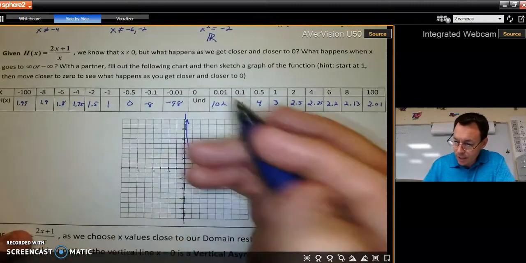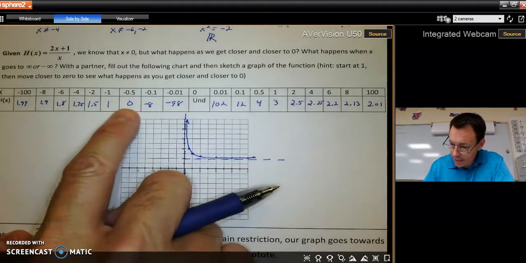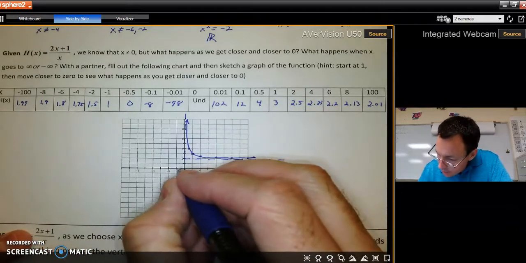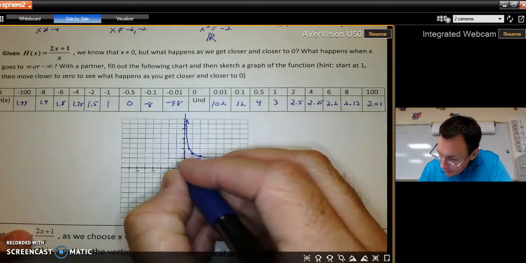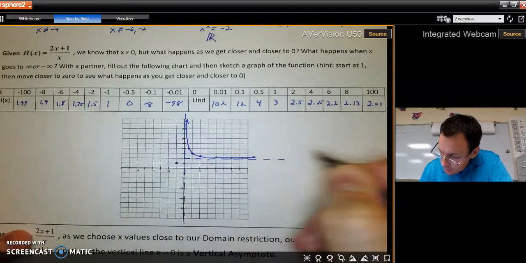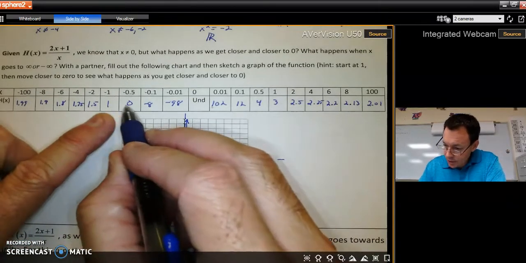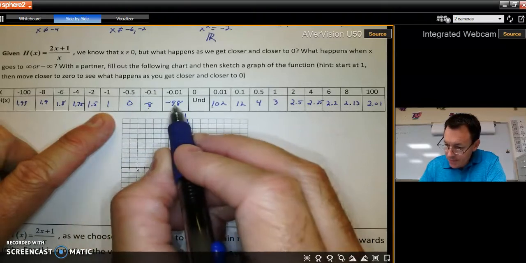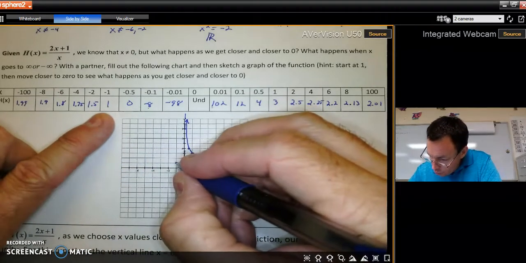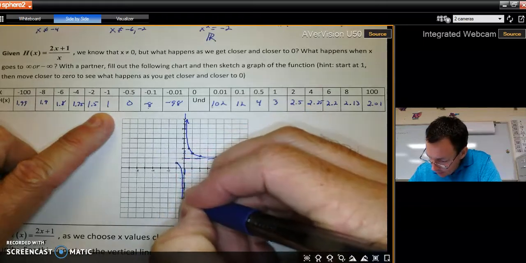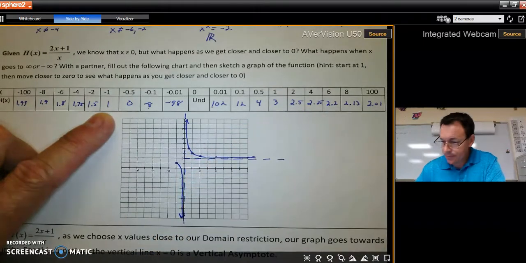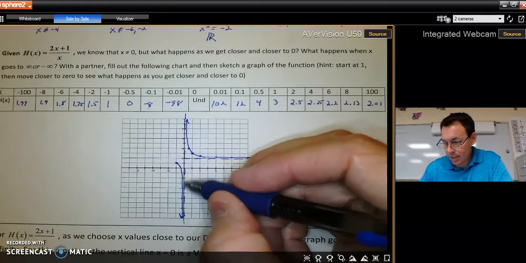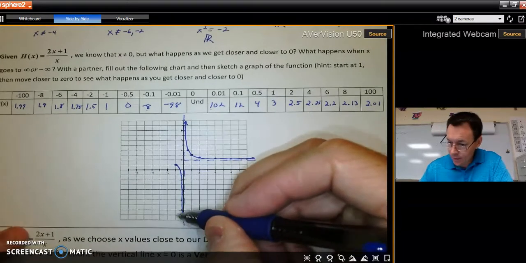On this side, look what happens. When I plugged in, well, let's look at negative 1, 1. So I got negative 1, and then I got 1. Now, as I started getting closer and closer and closer to 0, look at what my answers are doing. Negative 8, negative 90. I'm going way down here. My graph is just headed towards negative infinity. Okay, again, that's as I'm getting closer to 0. I'm not allowed to equal 0, but it's curving and going that way.